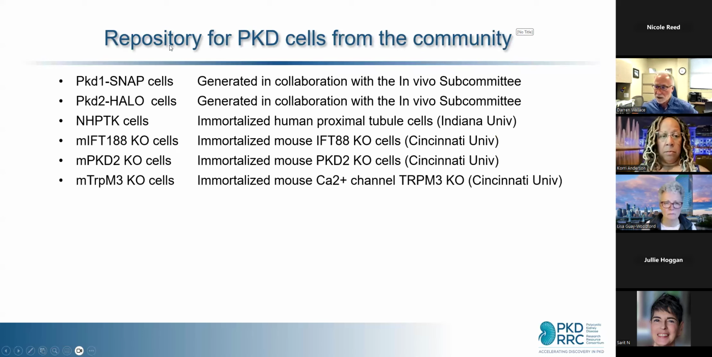Okay, in addition to that, we have a number of cell lines. I just listed a few here that we've obtained from either other subcommittees. I mentioned the halo cells. We have a repository of those cells. We also have the PKD1 SNAP cells that Dr. Parnell had generated in the in vivo subcommittee. But we also have cells that were provided from other investigators. And so we kind of serve as a repository for a variety of cells to distribute to the community.